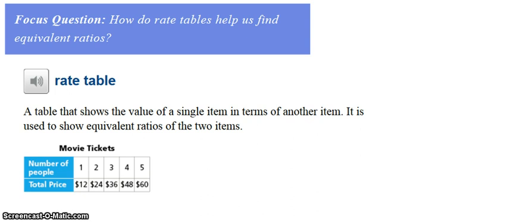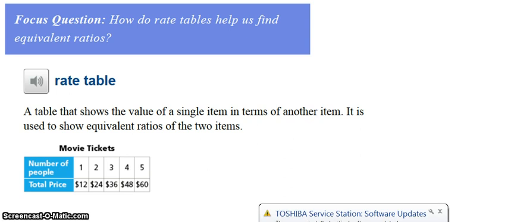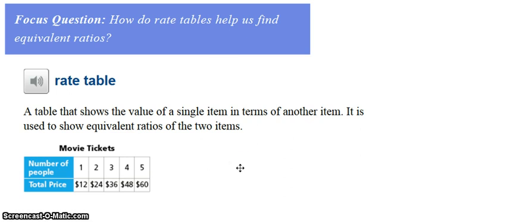So I hope the video that you watched previous to this gave you a little bit of an idea about how rate tables work. And we're going to look at kind of how I would teach the lesson if I were there. So we're starting off with our focus question: how do rate tables help us find equivalent ratios? And the definition of a rate table is a table that shows the value of a single item in terms of another item. It's used to show equivalent ratios of the two items.